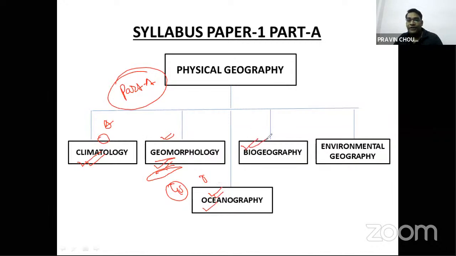Then biogeography and environmental geography. Biogeography covers soils and the distribution of plants and animals. Environmental geography means the relation between man and environment, the impact of man on environment, where we study climate change and global warming. You will see that most of these topics you study in the GS part, but in the optional you have to study biogeography and environmental geography in more detail. This is paper one, part A, physical geography.